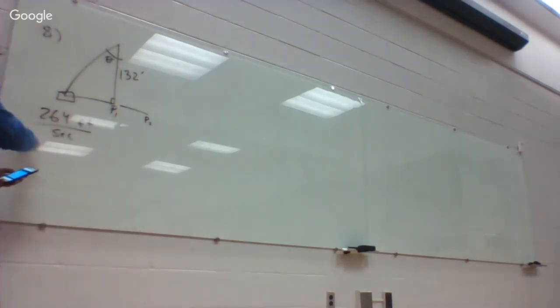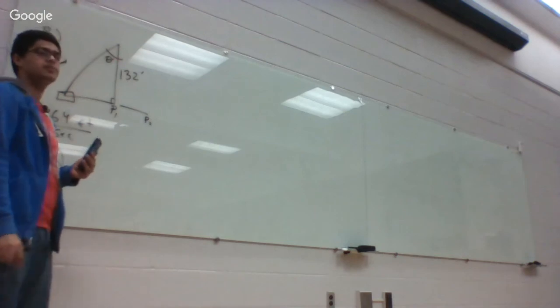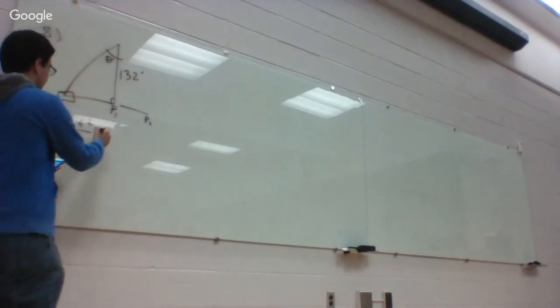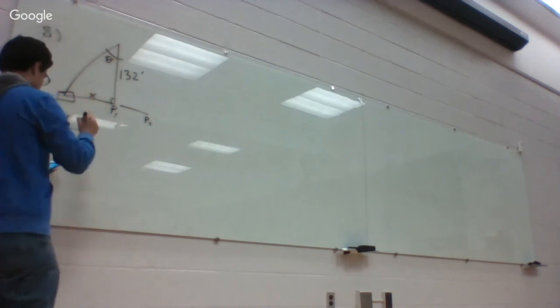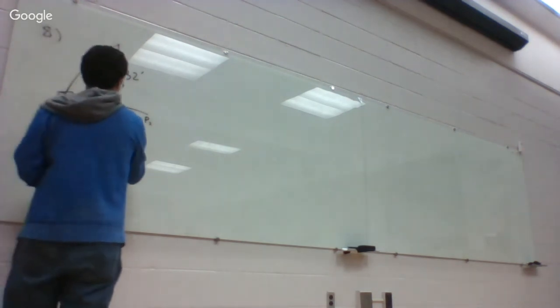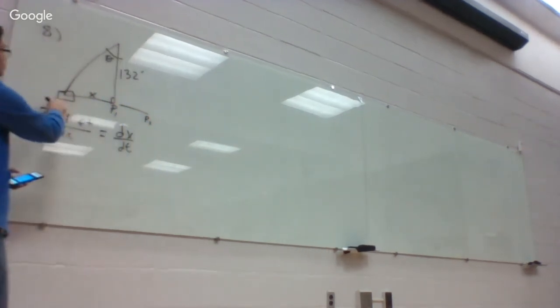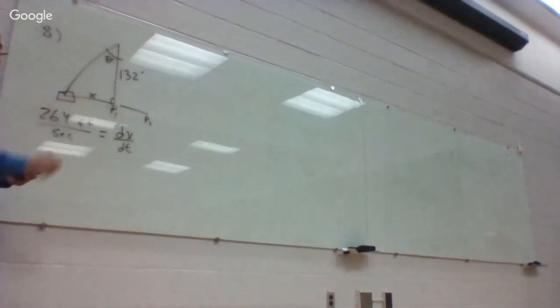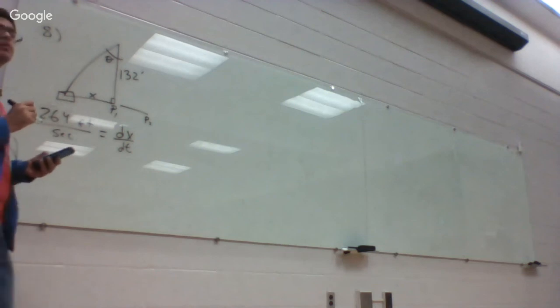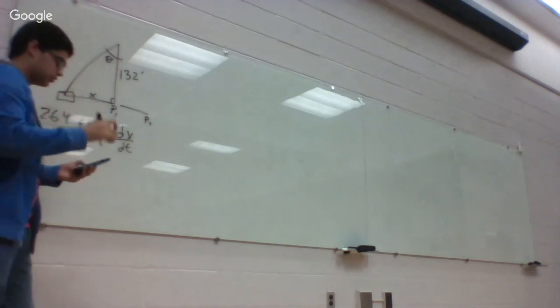First things first, they tell us that it's moving at 264 feet per second, right? That's equal to, if we mark this as x, the change in x, that's equal to dx over dt. Now, since we are approaching, the x is getting closer. This is negative, okay? You just have to interpret that.